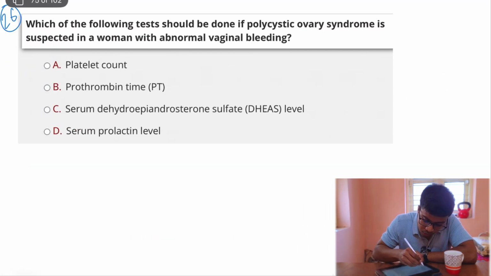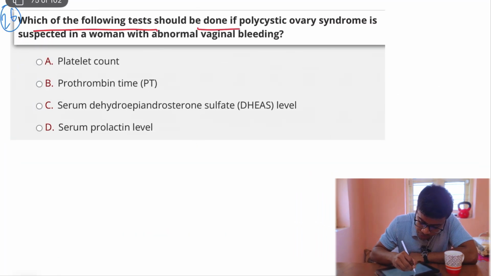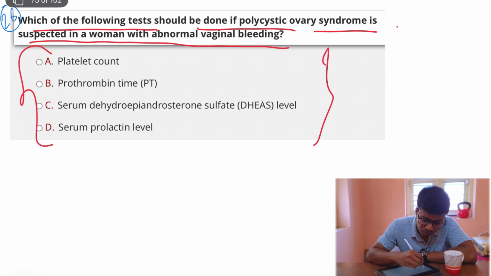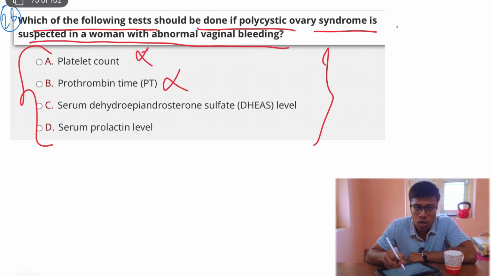So now, which of the following tests should be done if polycystic ovarian syndrome is suspected in women with abnormal vaginal bleeding? So we know in polycystic ovarian syndrome there is a dysfunction in ovulation as well as hormonal dysfunction. So from these options, no need to learn everything, we only have to see where the hormones are involved. Platelet count, no. Prothrombin, no. It's not a coagulopathy for sure, we have discussed the approach before.